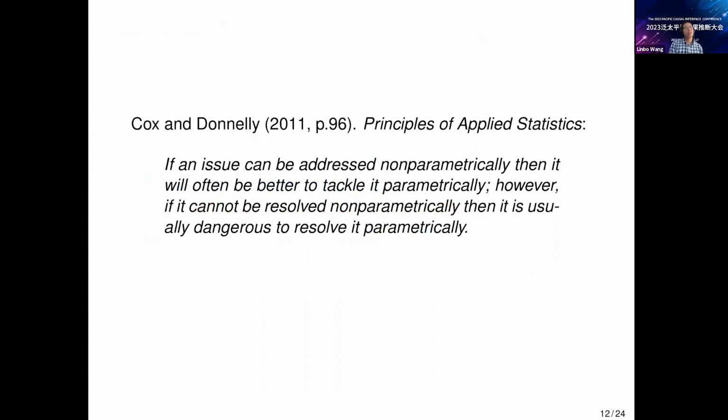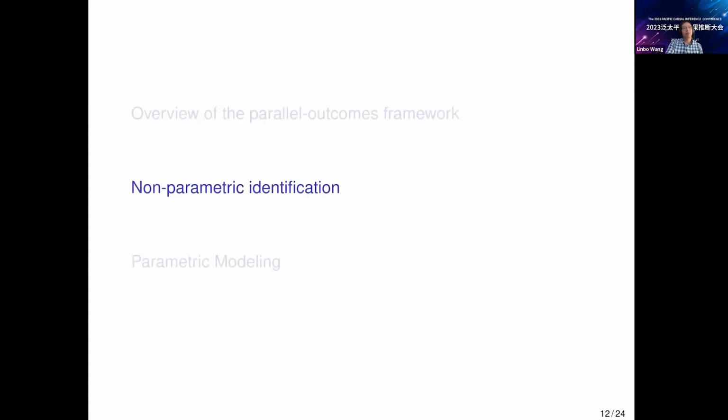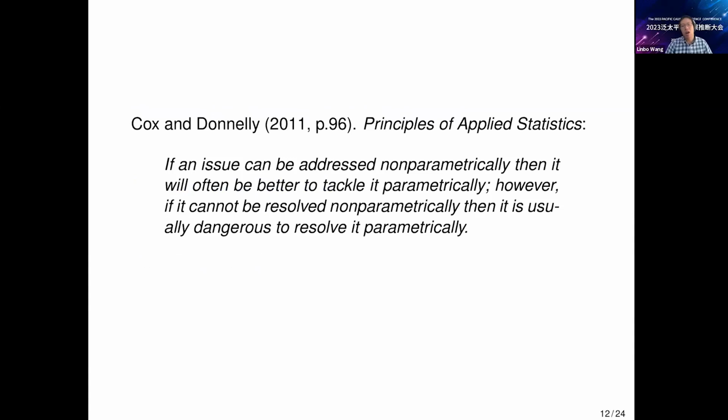As Carsten Dinelli puts it, if an issue can be addressed non-parametrically, then it will often be better to tackle this parametrically. However, if it cannot be resolved non-parametrically, then it's usually dangerous to resolve this parametrically. So this is indeed the main advantage of our framework compared to this multi-cause causal inference. What we'll show is that as long as you have 3 multiple outcomes, then you will indeed be able to identify the causal effects non-parametrically without any additional parametric assumptions.